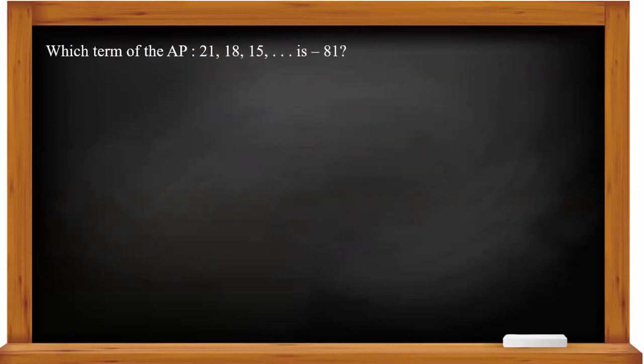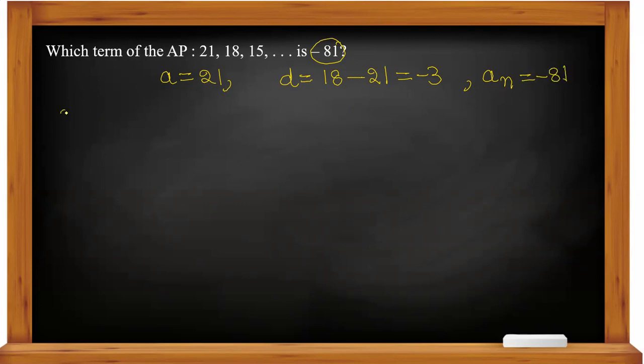Let us see one more question. Which term of the AP 21, 18, 15 and so on is minus 81? In this AP, A is 21. Let us find D. That will be second term, that is 18, minus first term, that is 21, which is equal to minus 3. Now what is this minus 81? It is nothing but the nth term, that is An is equal to minus 81. And what we want to find out? We are supposed to find out N.